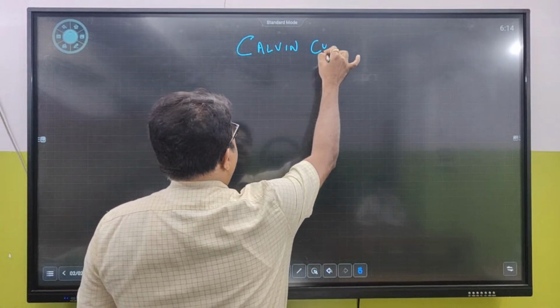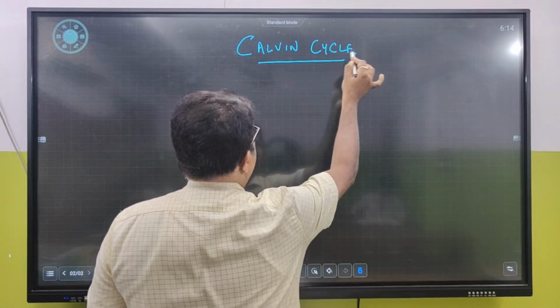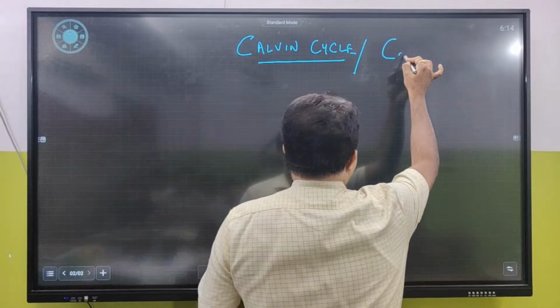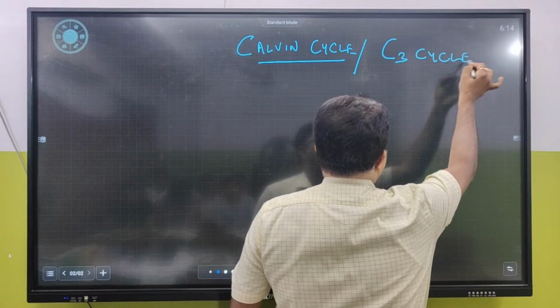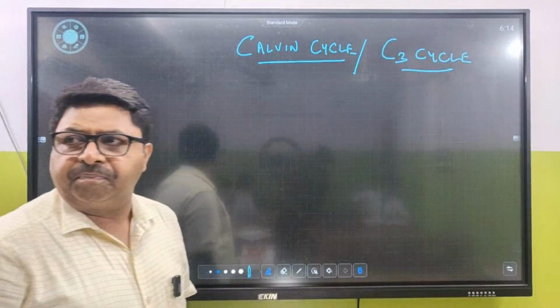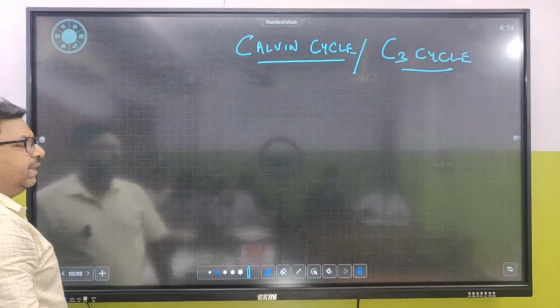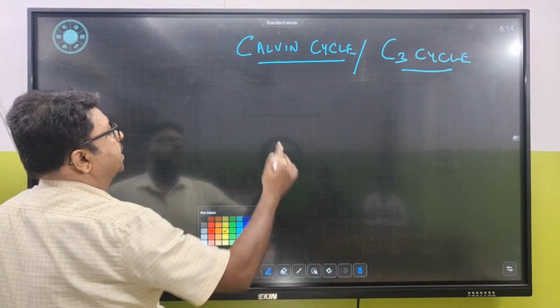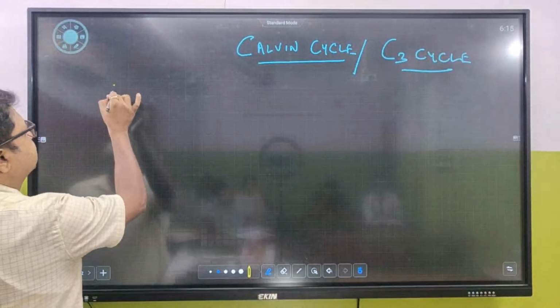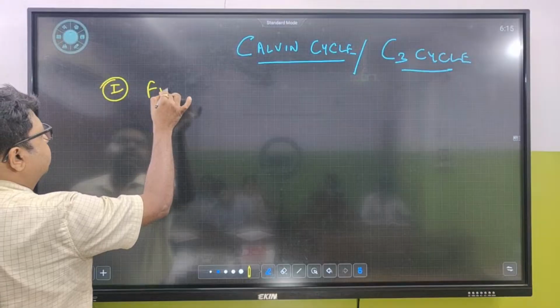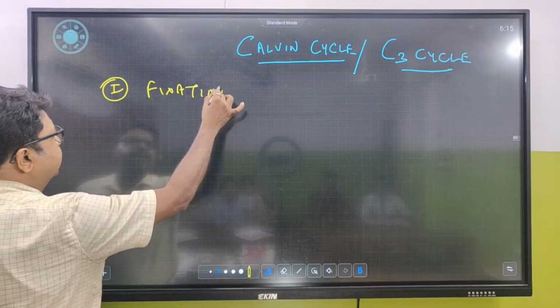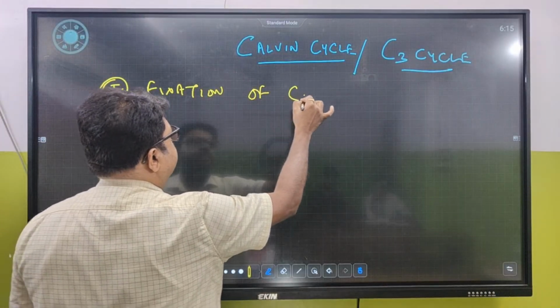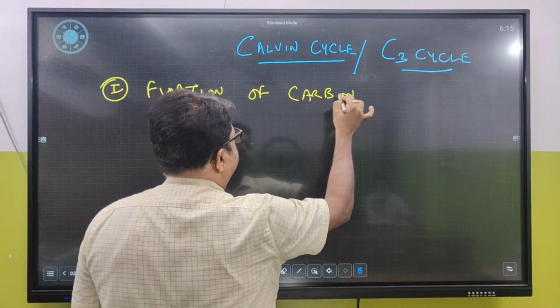Now, when we talk about dark reaction, it is also called the Calvin cycle because it was discovered by Melvin Calvin. It is also called the C3 cycle. Why C3? It is carbon 3. It is called the carbon 3 cycle. The first and most important point is the fixation of carbon dioxide.